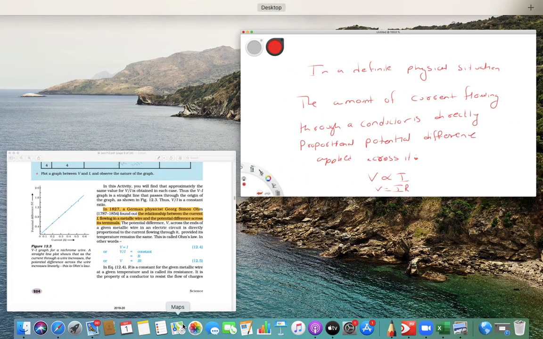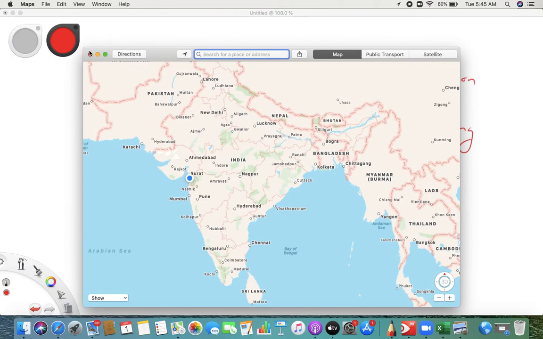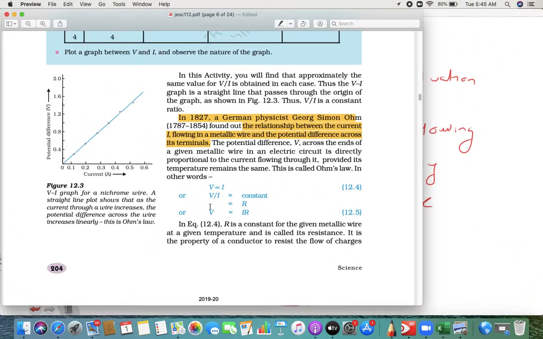Okay, have a look, see, that is what they are telling you, and here is Ohm's law. It is the same thing as what I said.